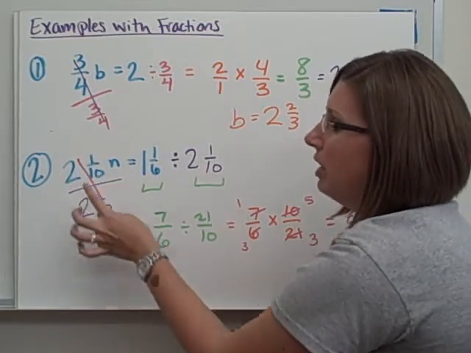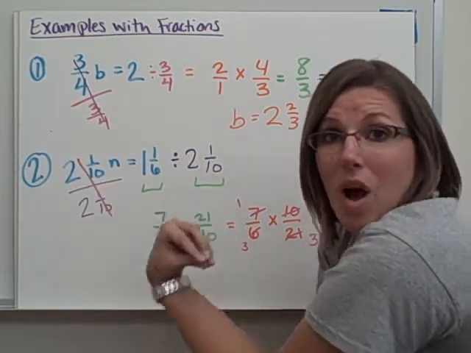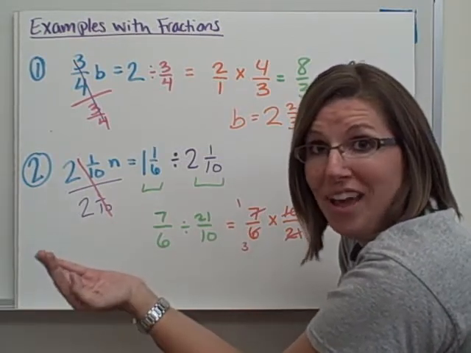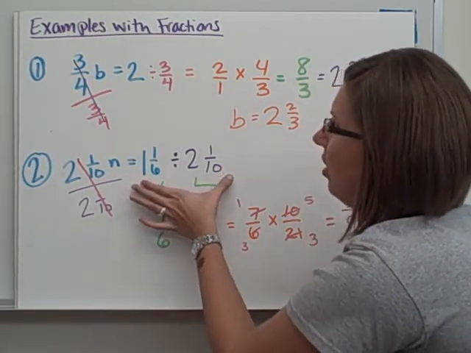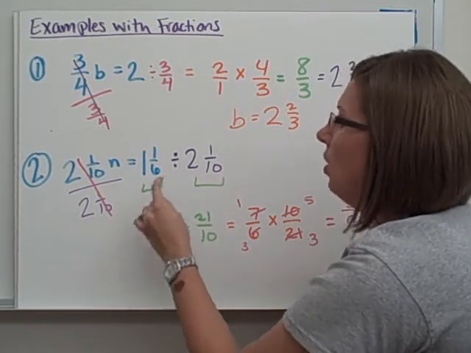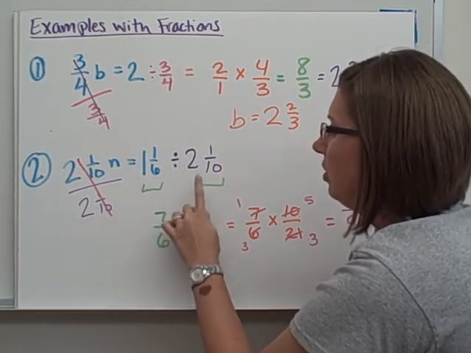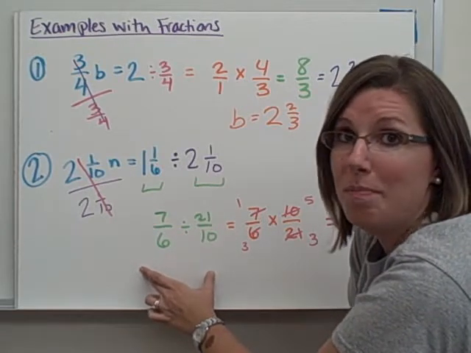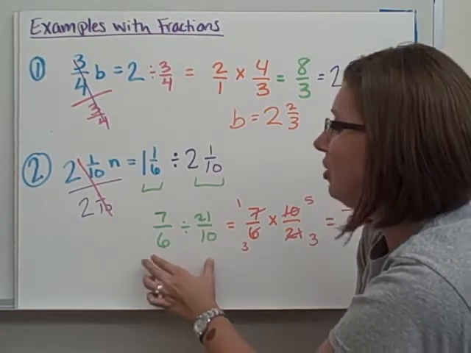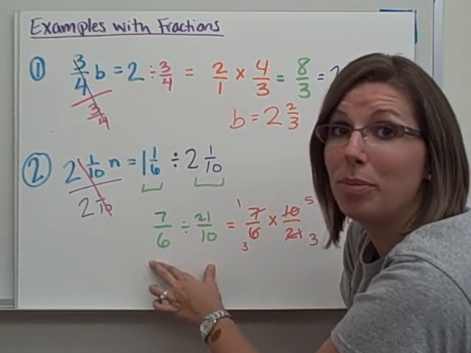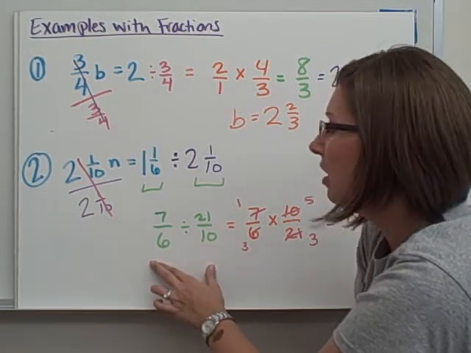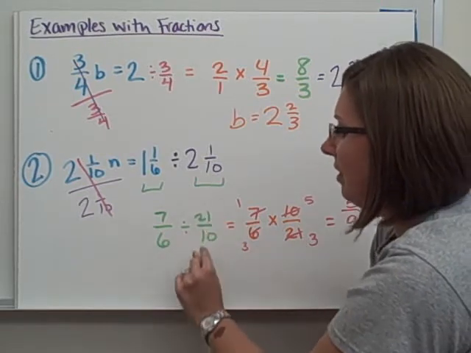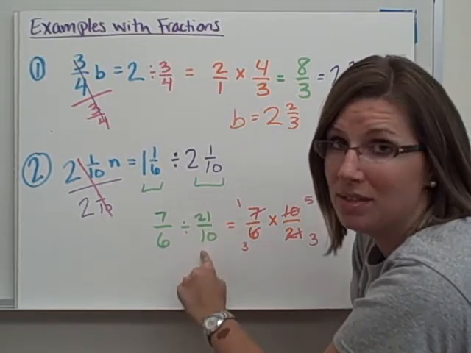So 2 1/10 divided by 2 1/10 is just 1. So I have 1 n. That's what I'm left with, which is good. I want that. But then let's concentrate over here on the right side. 1 1/6 divided by 2 1/10. My first step when I'm dividing mixed numbers, I need to change mixed numbers to improper fractions, which I've done. 1 1/6 becomes 7/6. 2 1/10 becomes 21/10.